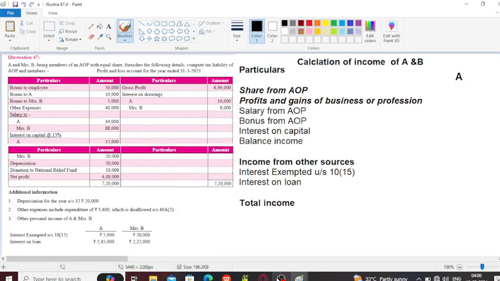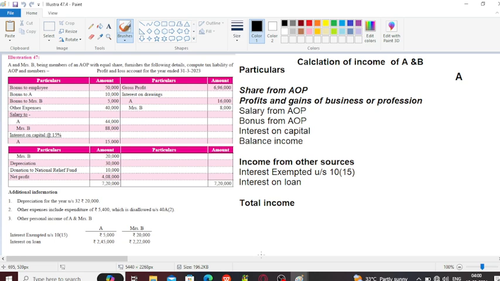Let us continue with illustration 47. This is a part 2 video for illustration 47. We have already seen the first video for calculation of income of AOP, and in this video let us calculate Mr. A and Mrs. B's income.